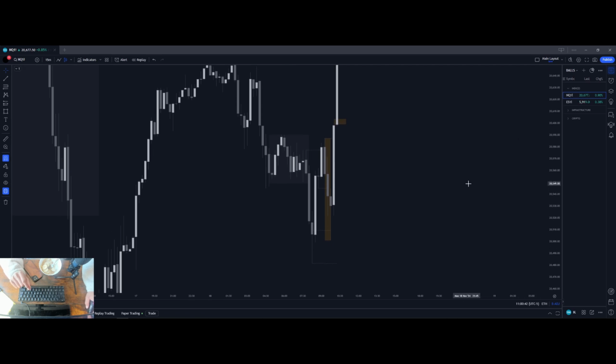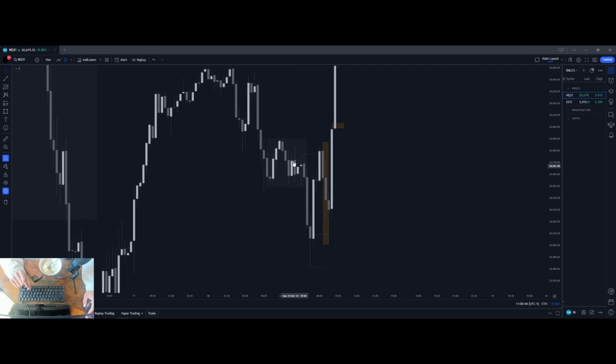Going on the 15-minute time frame, we see we had accumulation right here. On the 15-minute time frame, you will also see it on the 5-minute, a sweep, a push to the downside, and a strong leg back to the upside.